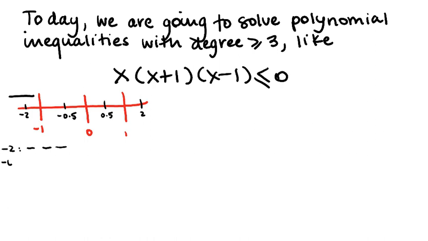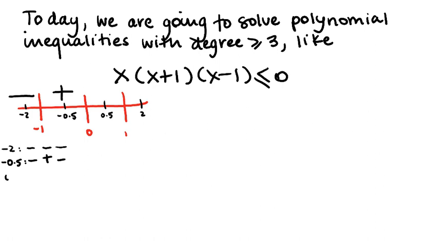Then negative 0.5. Okay, I'll plug in negative 0.5. X is negative. X plus 1 will be positive, and then negative 0.5 minus another 1 will be negative 1.5. Okay, I've got 2 negatives, that's making a positive.